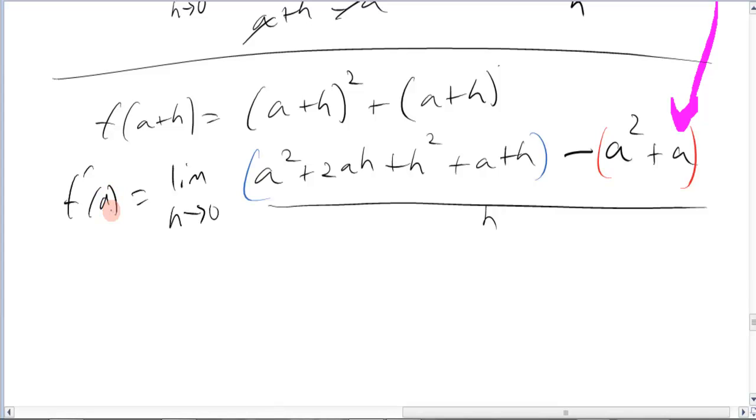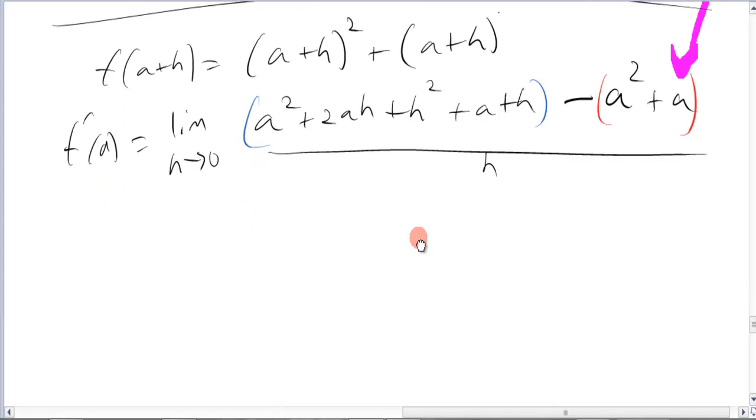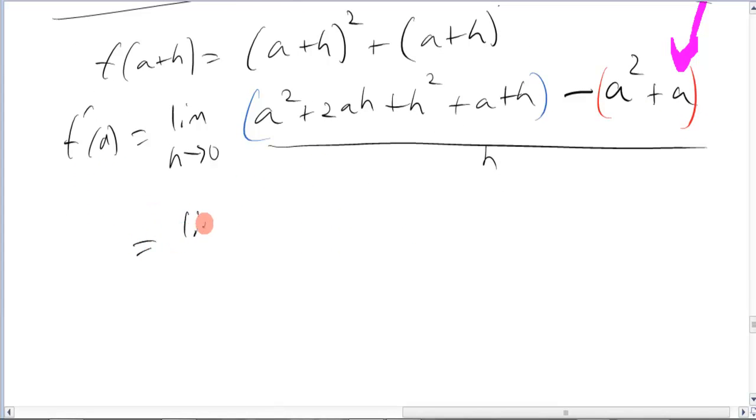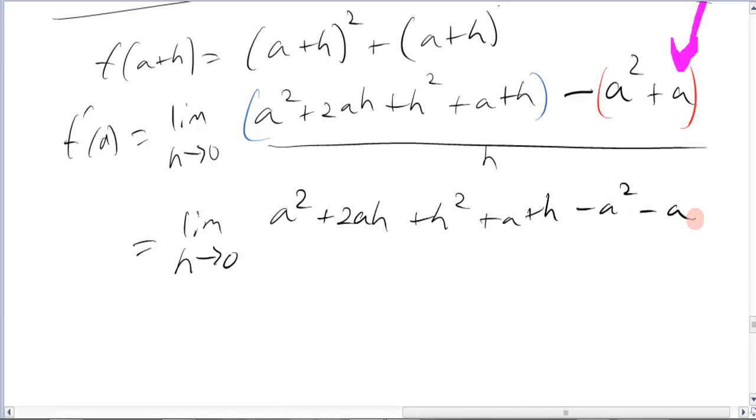Okay. So now, combine like terms, simplify everything we can. So this is going to be the limit as h approaches 0. When I distribute my negative here, I'm going to get a squared plus 2ah plus h squared plus a plus h minus a squared minus a. So now we can go simplify things. So I've got a squared and negative a squared. Then I have a negative a and a positive a.